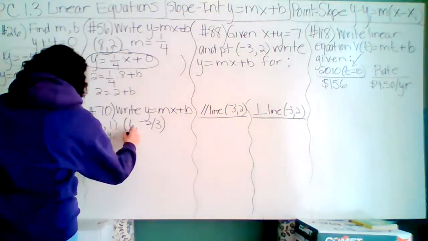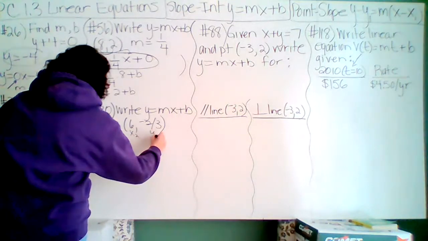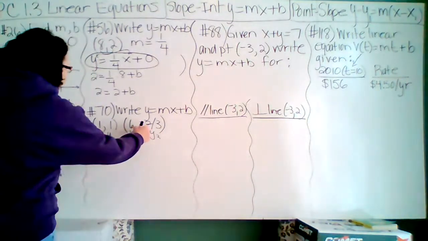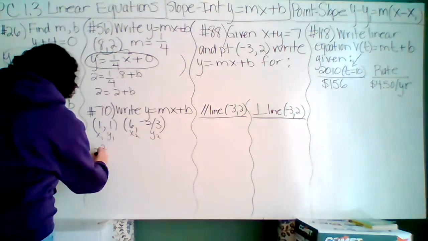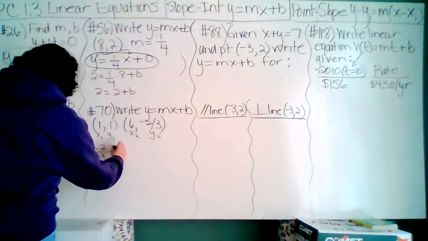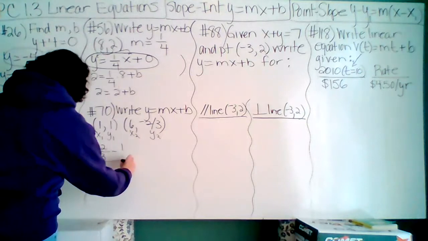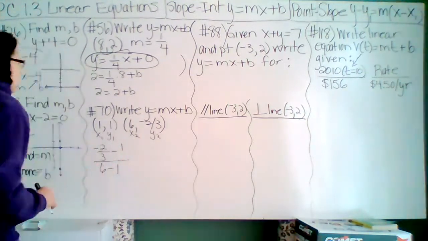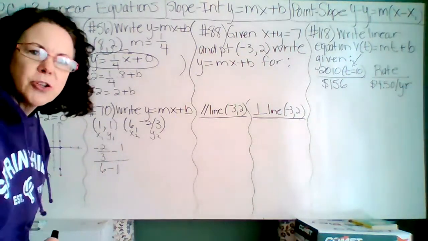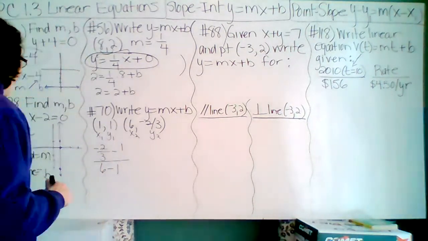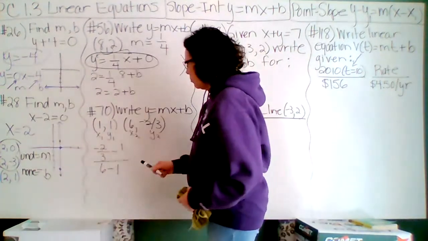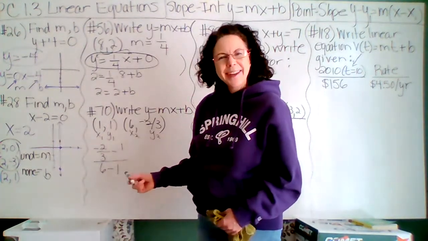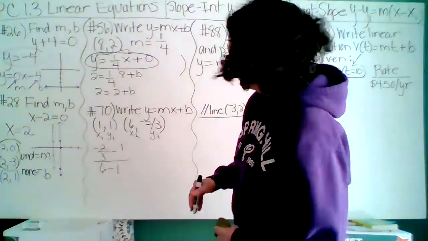X1, Y1, X2, Y2. I picked this one because it has fractions in it. So Y2, doing the slope formula, minus Y1 all over X2 minus X1. I'm just checking to make sure I wrote it right. There we go. I did. Okay. Well, I don't like this here in the numerator.